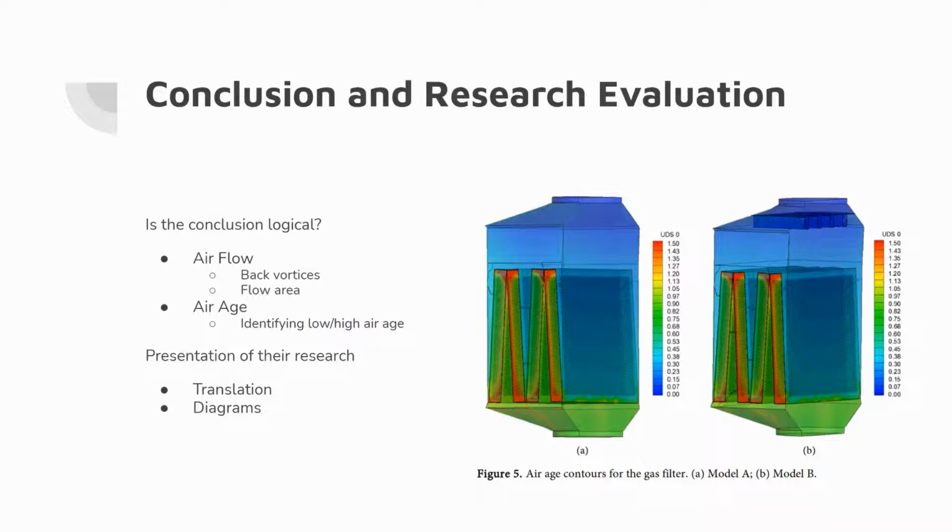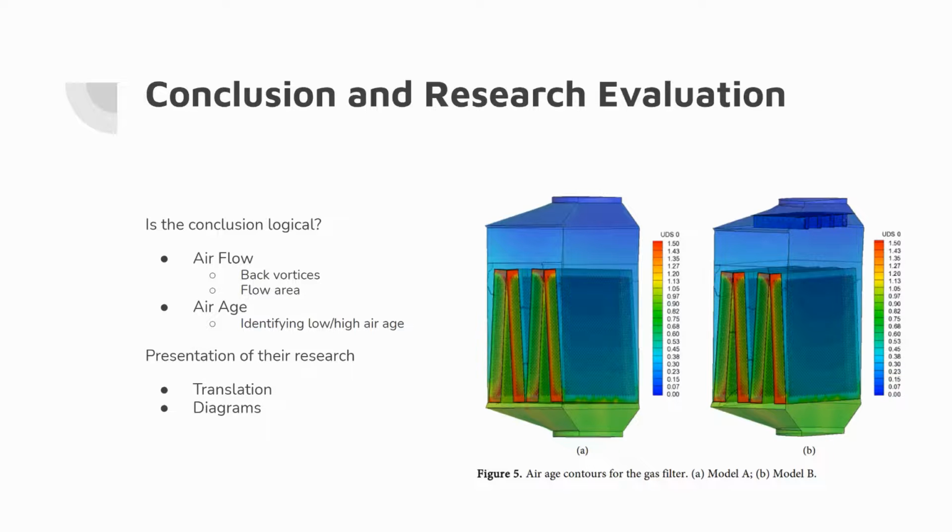To recall the main takeaways from the original paper, the authors used two methods to determine differences in the models: airflow and air age. They used CFD to highlight streamlines and identified large back vortices and limited flow-through area, both of which were mitigated with the explosion-proof plate. They also used CFD to identify air age within the filters. Low air age led to penetration of poisonous gas, whereas high air age led to dead zones. The explosion-proof plate improved the air age distribution in the filter layer, but not in the activated carbon layer.